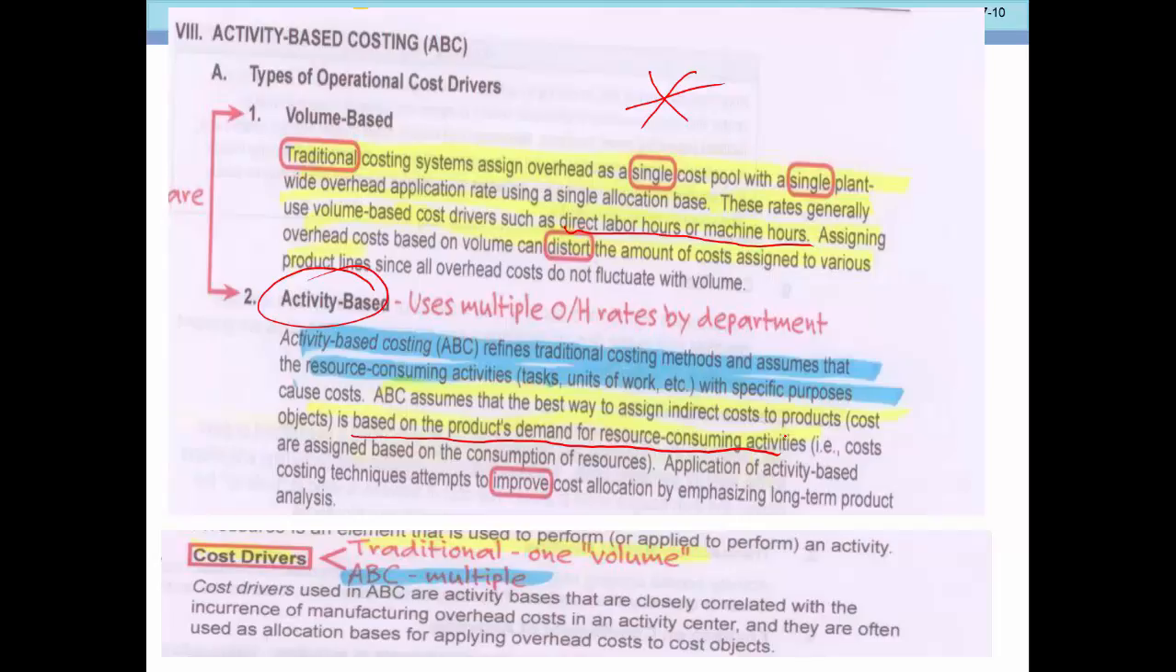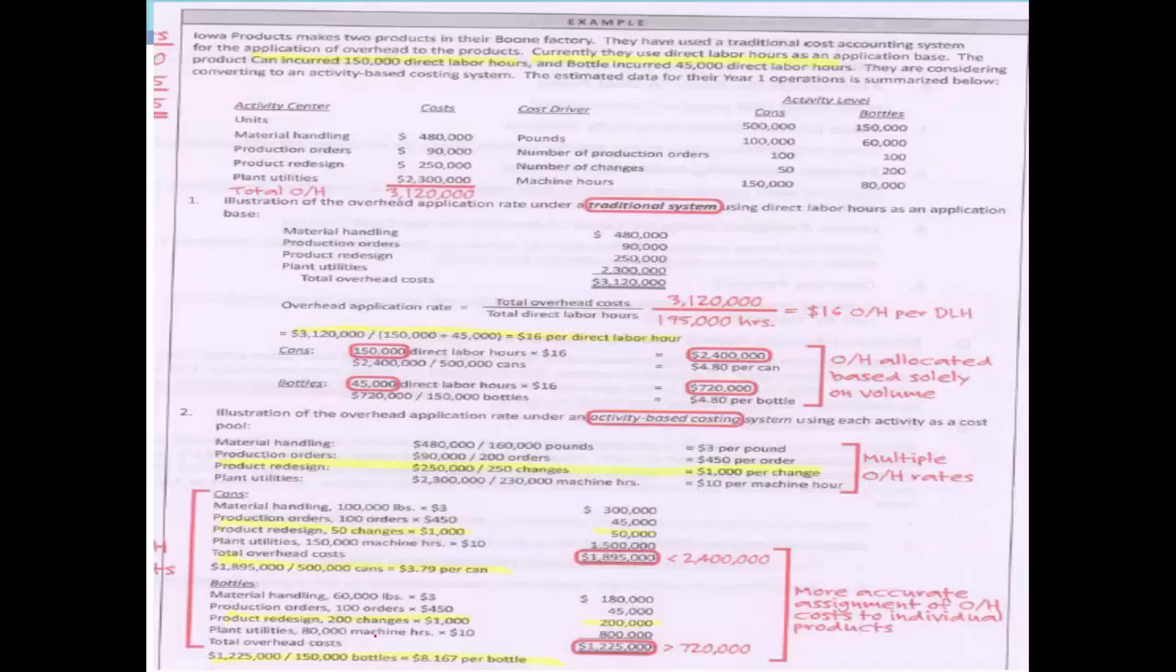Okay, and so with a traditional system, we have how many cost drivers? Just the one, right? The company-wide one. And with ABC, we're going to have multiple costs, multiple drivers, and multiple overhead rates. Okay, so instead of having one rate, we'll have several. Okay, so let's go ahead and take a look at this example, which is a little tiny up there.